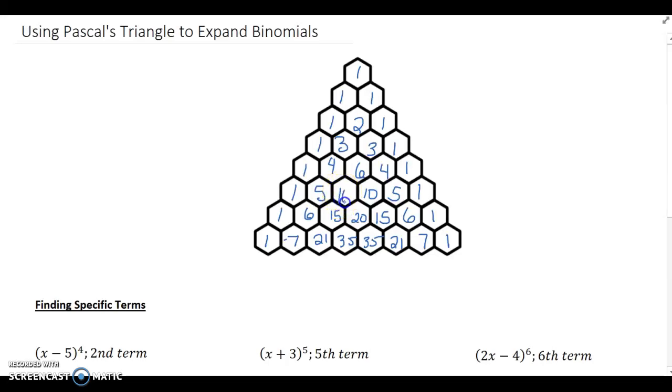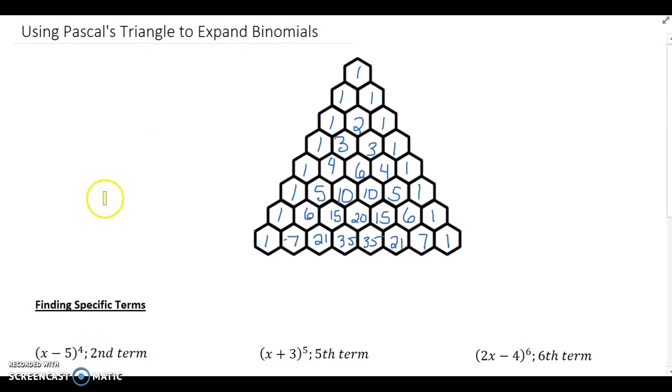Okay, what we're doing today is we are using Pascal's triangle to find specific terms. Before, we were using it to expand, but now sometimes you're going to have to answer questions where it wants the second term or the third term. And so there's a process you can use so you don't have to do the whole problem.